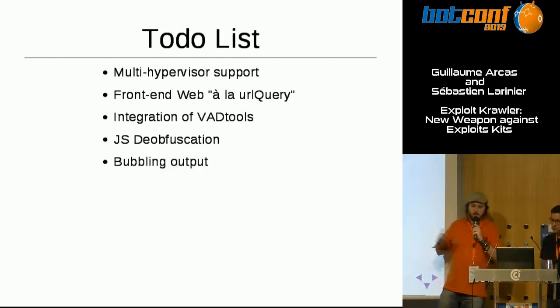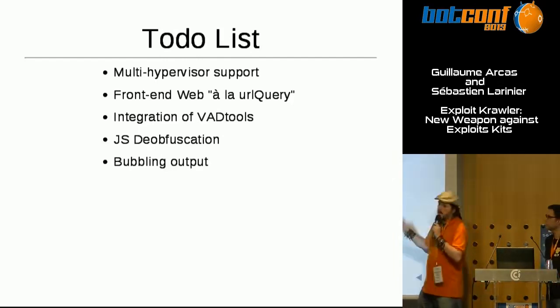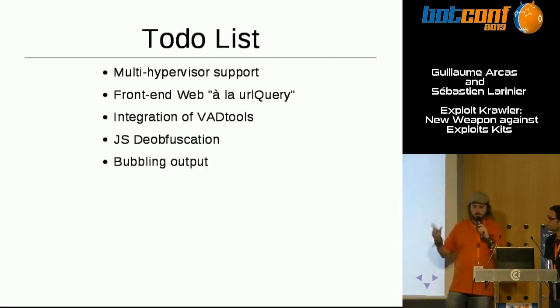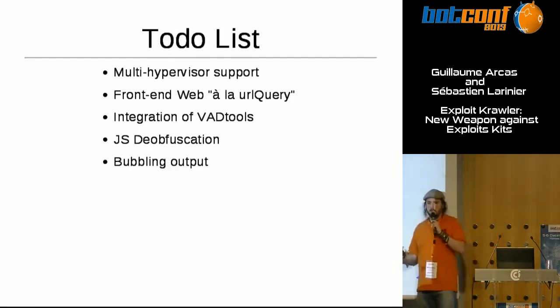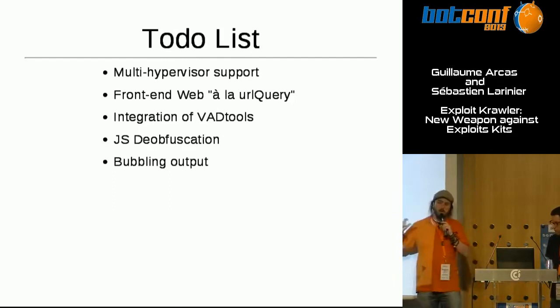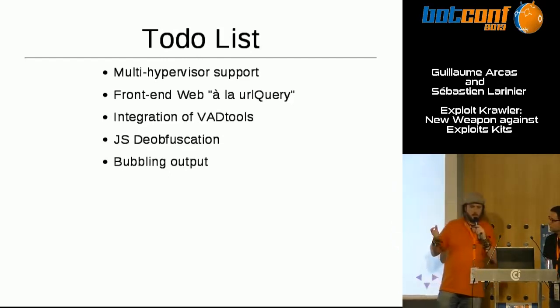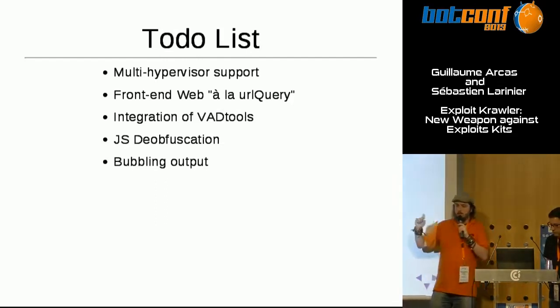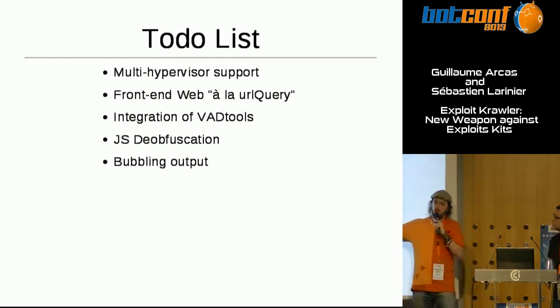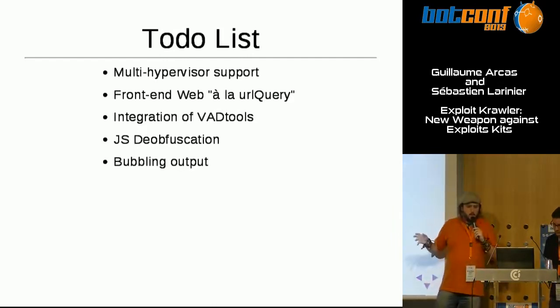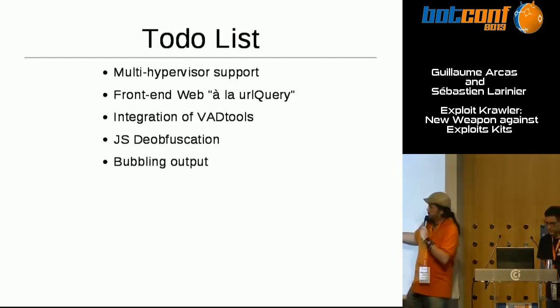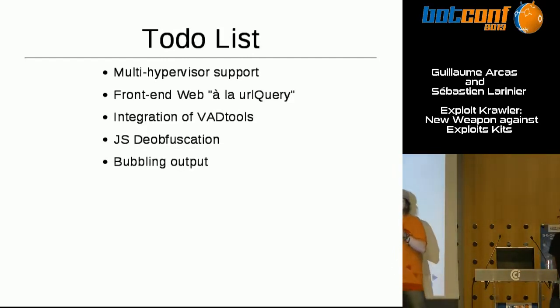We want to integrate VAT tools. VAT tools is a system to check the RAM and detect whether a page in RAM is executable or readable, because many malware transform a readable page in memory into an executable page to execute the shellcode. We also want automatic deobfuscation of JavaScript.